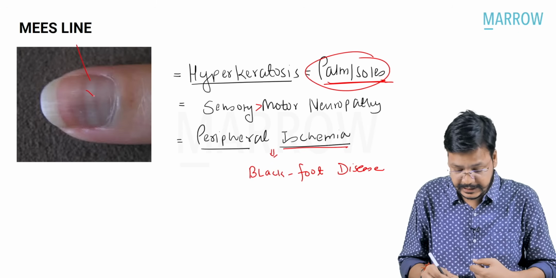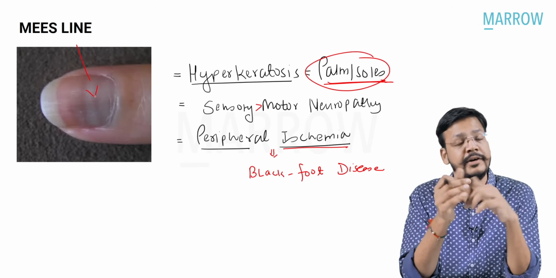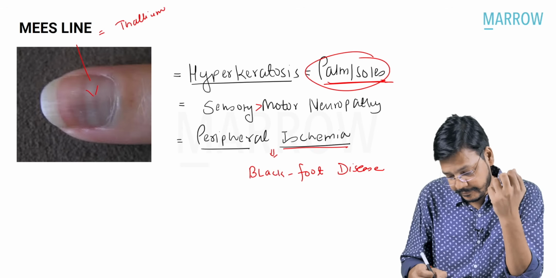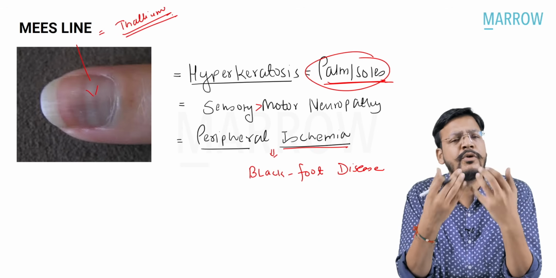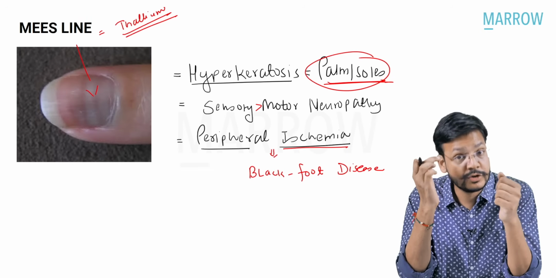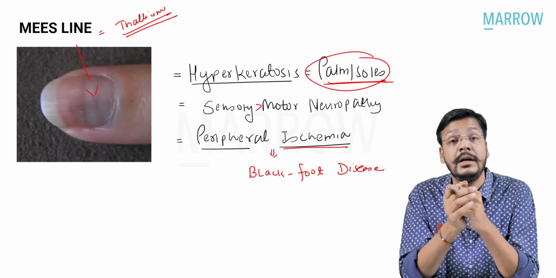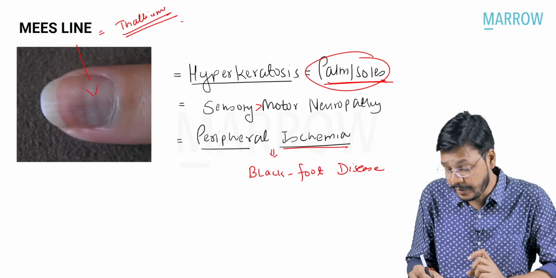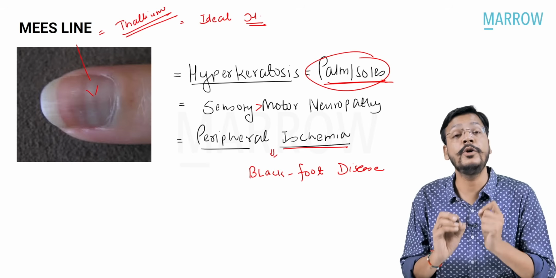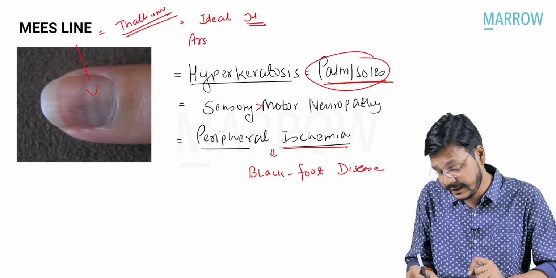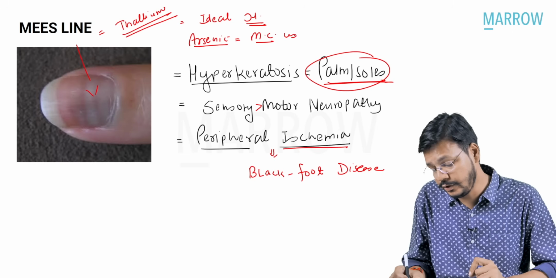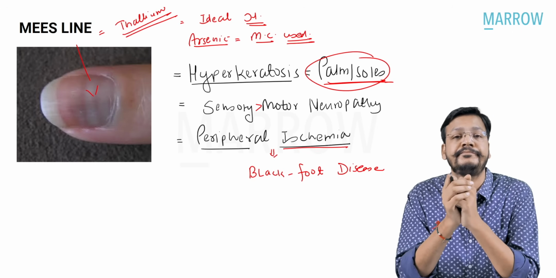This is Aldrich-Mees line. Aldrich-Mees lines are also seen in the toxicity caused by thallium. But thallium has some more problems like behavioral changes and lateral loss of eyebrows. These are also seen in thallium toxicity. Thallium is an ideal homicidal poison, my dear friend, and arsenic is the most commonly used homicidal poison.